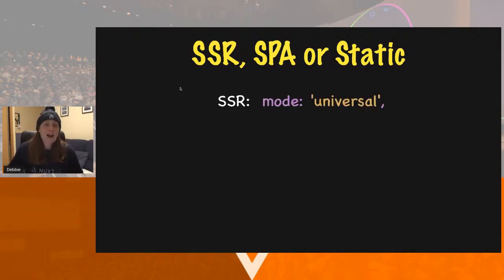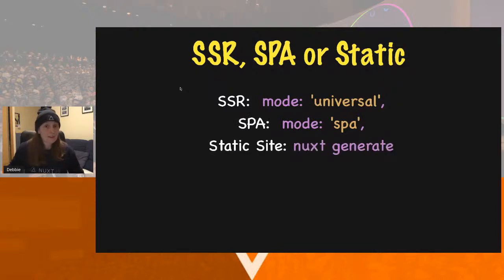And if you already have a website built as a single page application, at the moment, and this will change, so bear with me, you've just got to put mode universal. So change your single page application to mode universal, and you'll be able to transfer it into a static site. If you're in a single page application, you would normally have mode SPA. And then in your static sites, you just use Nuxt generate.